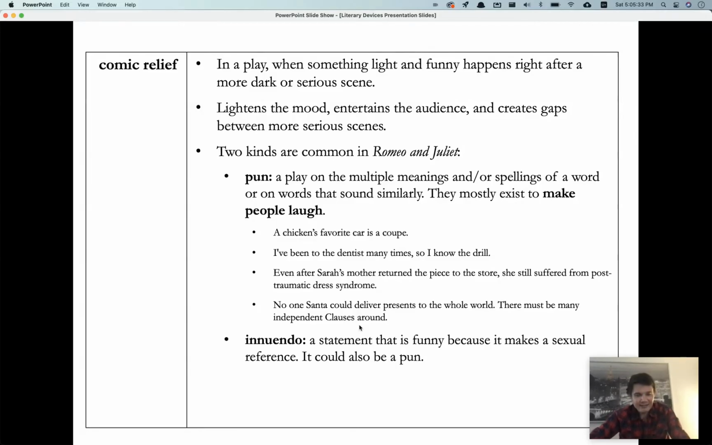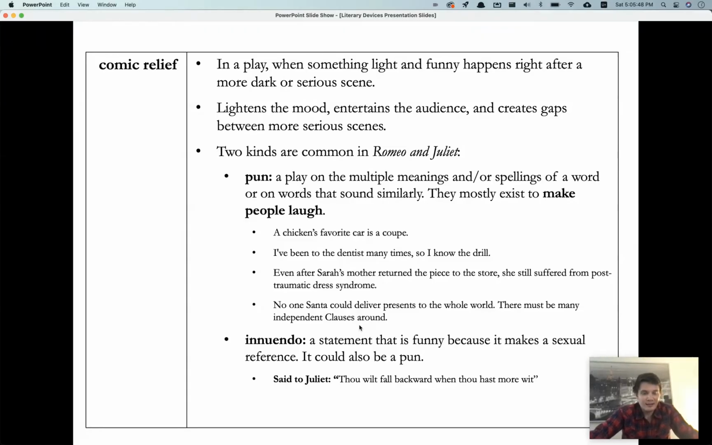But if you do get it, it's funny. And I want you to be able to enjoy Romeo and Juliet. It's a great play. It's so hilarious if you understand what's going on. So here's an example. You get it or you don't.